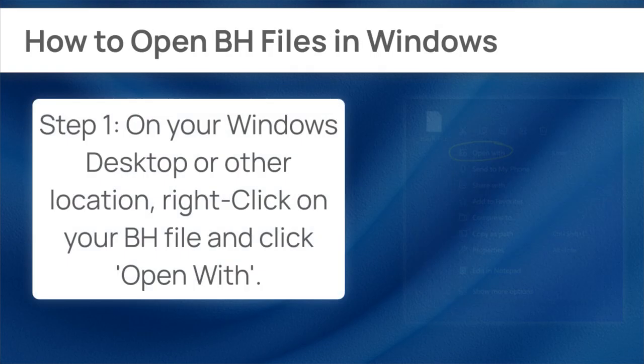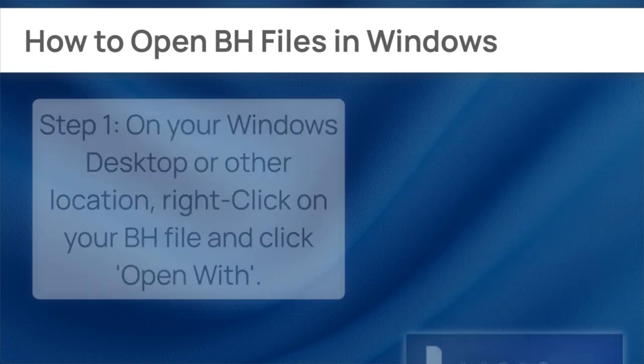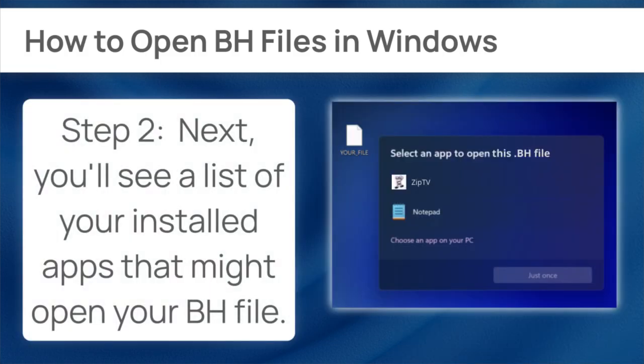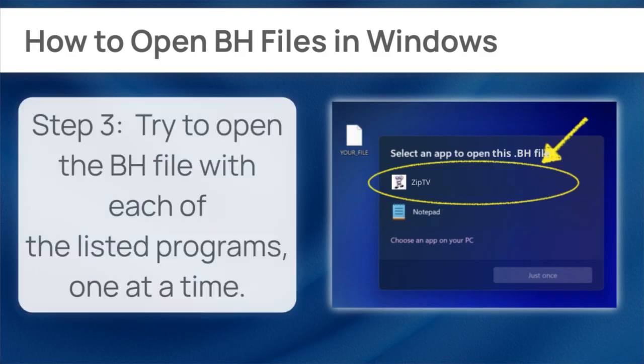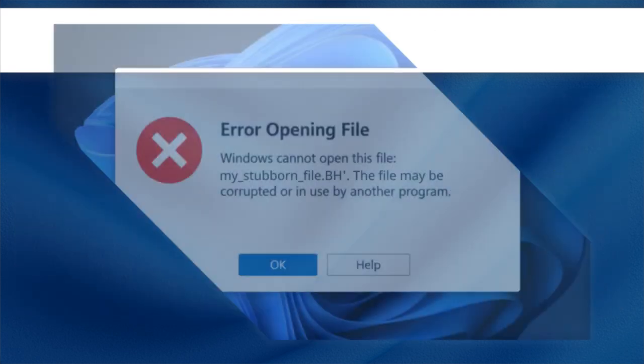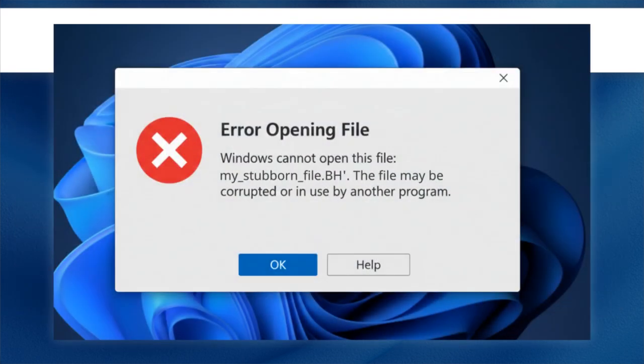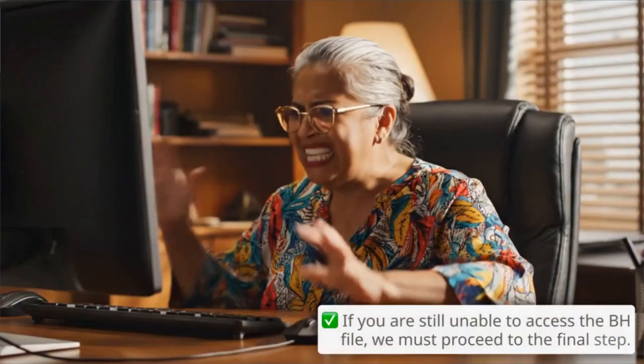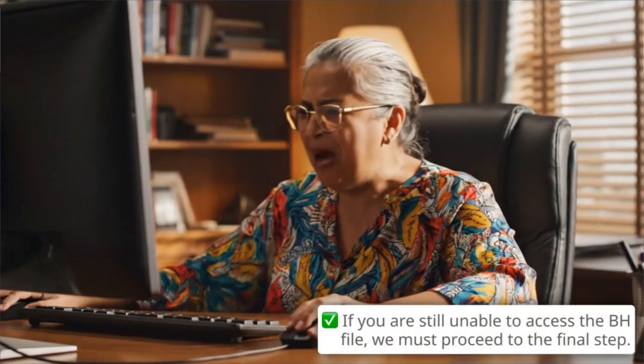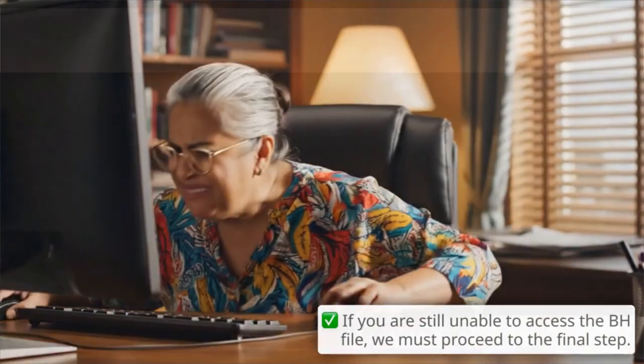We are testing every installed program for file recognition. Right-click your BH file and choose Open With. Test ZipTV first. If it fails, select another application. The solution lies in finding the right reader. If the BH file still will not open, there is no need to stress. Your file is proving to be a real challenge. Let's conduct a series of targeted tests on these common points of system file failure right now.